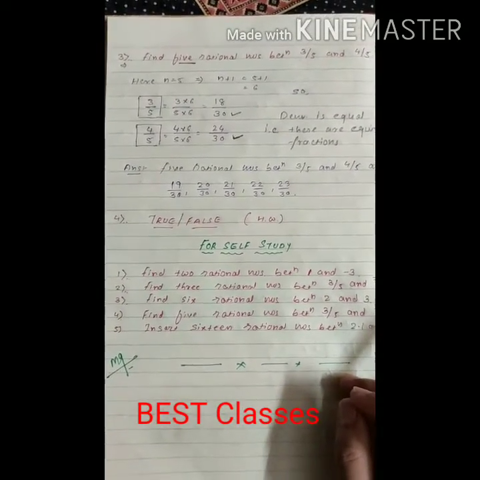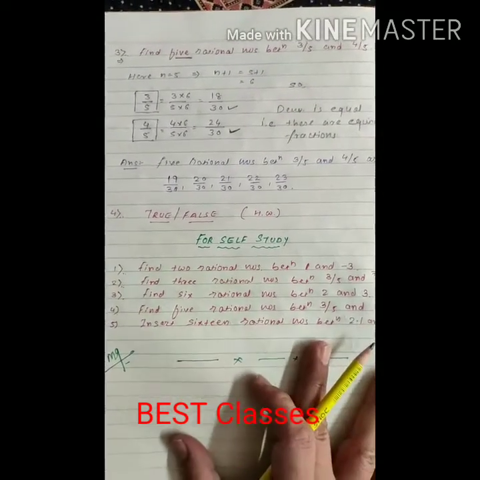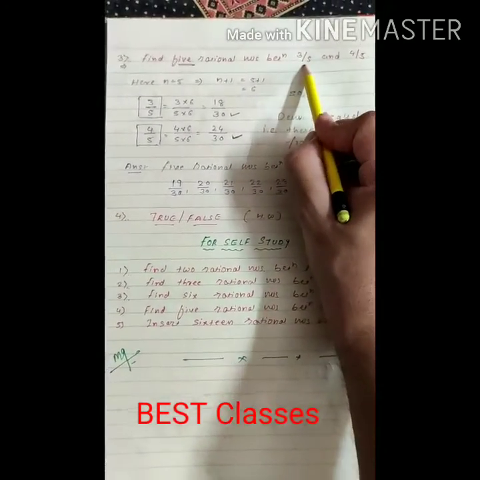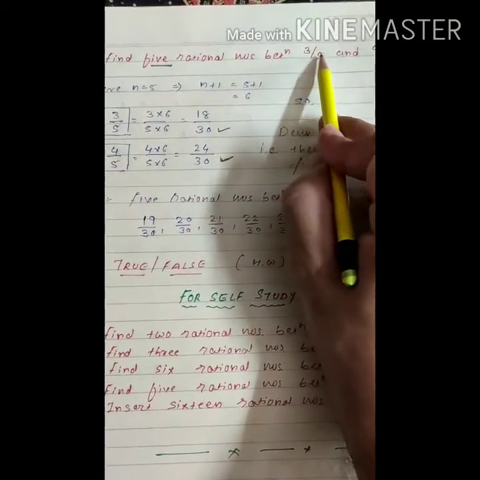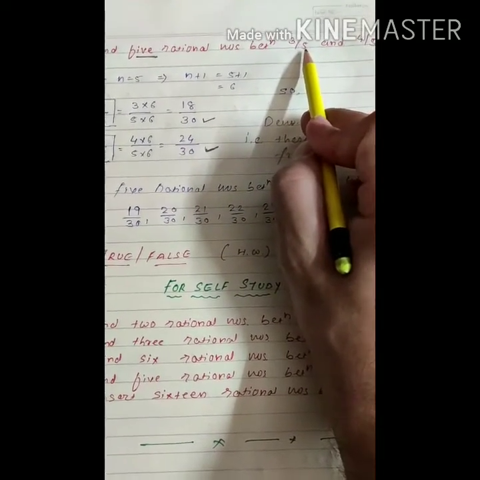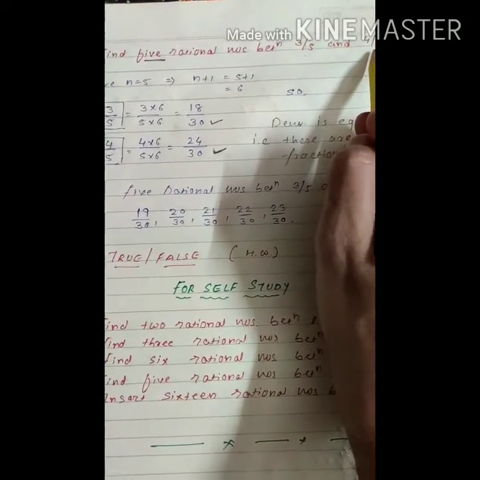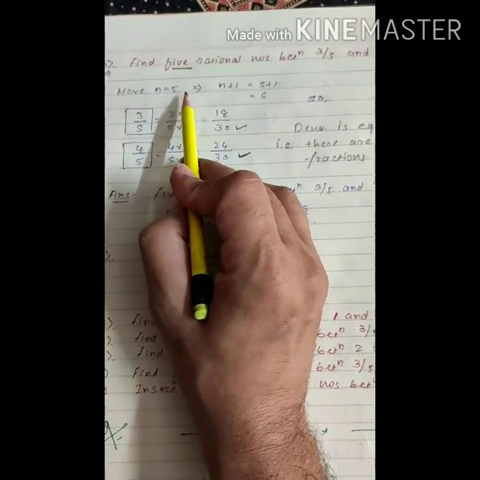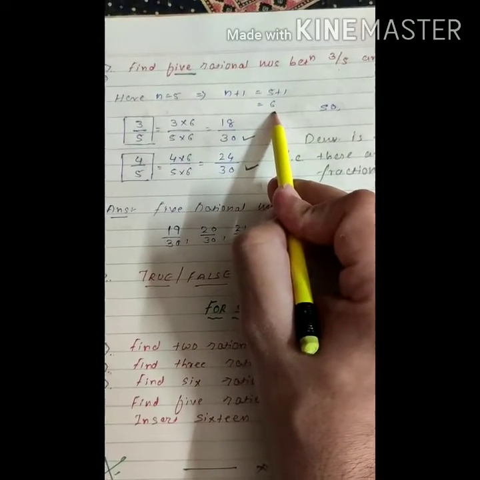Now move to question number 6, a similar question. Now what is the difference between the second and the third one? In the second question, only numbers are given. Now here rational numbers are given. Here, if you can see, find 5 rational numbers between 3 upon 5 and 4 upon 5. Now you are a little confused: sir, here the denominators are already the same. So what to do? Go with the same method. How many numbers do we require? 5. So here n is equal to 5. So take n plus 1. n plus 1 means 5 plus 1, that is equal to 6.